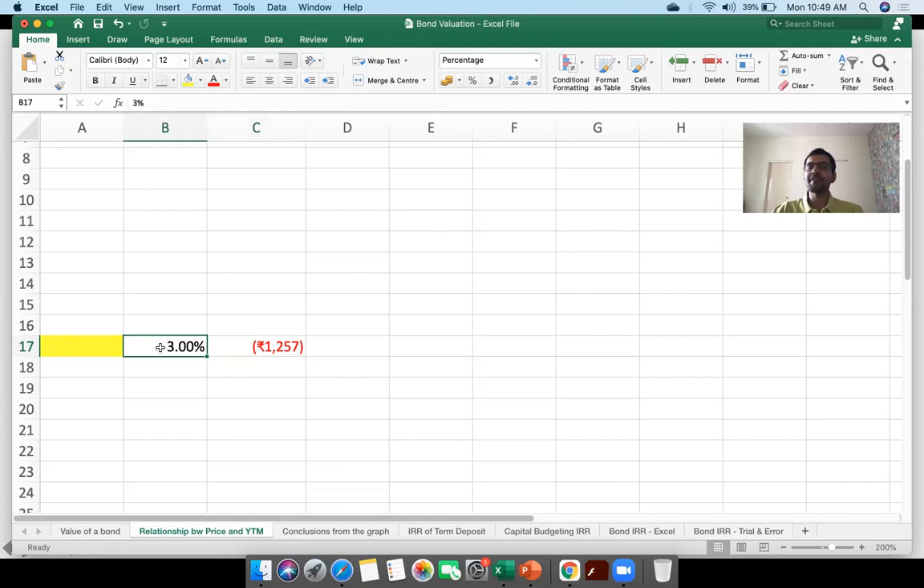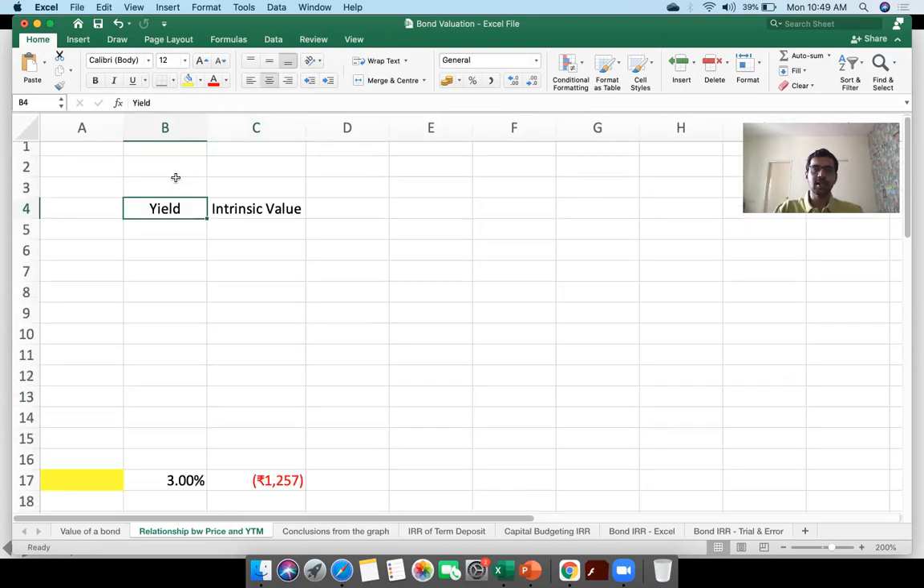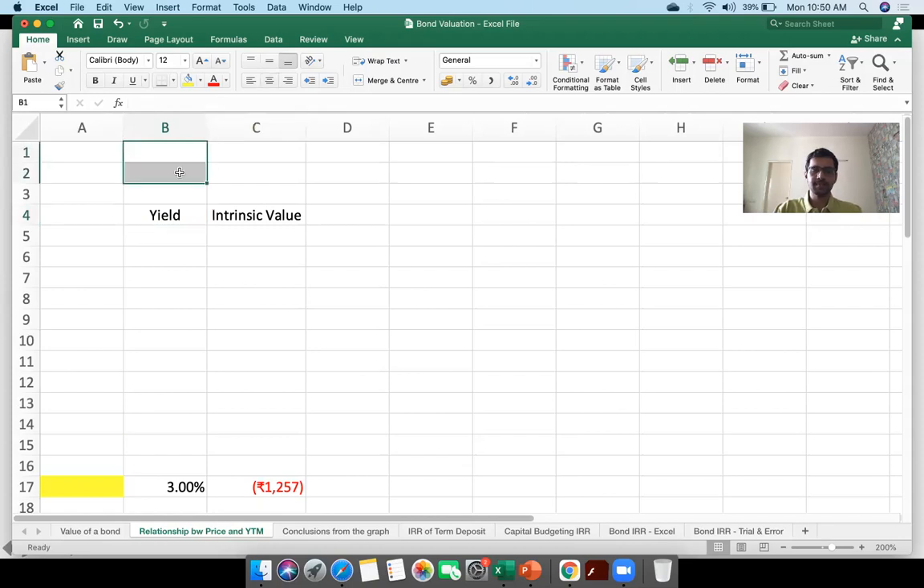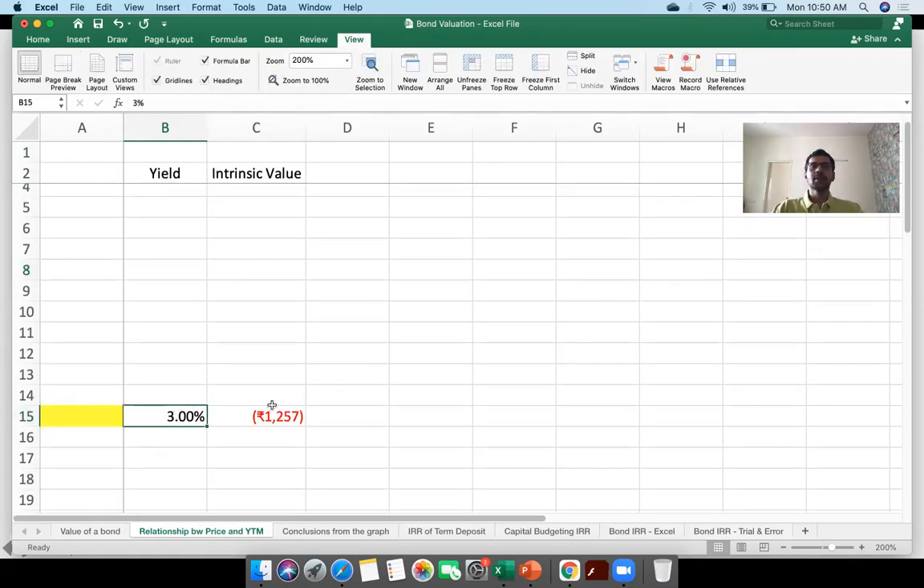So we have a required rate of return of 3%. This was the heading; let me freeze it. Give me a second. Okay, so I have taken a yield of 3%, and I have calculated the intrinsic value or the price to be equal to 1,257.